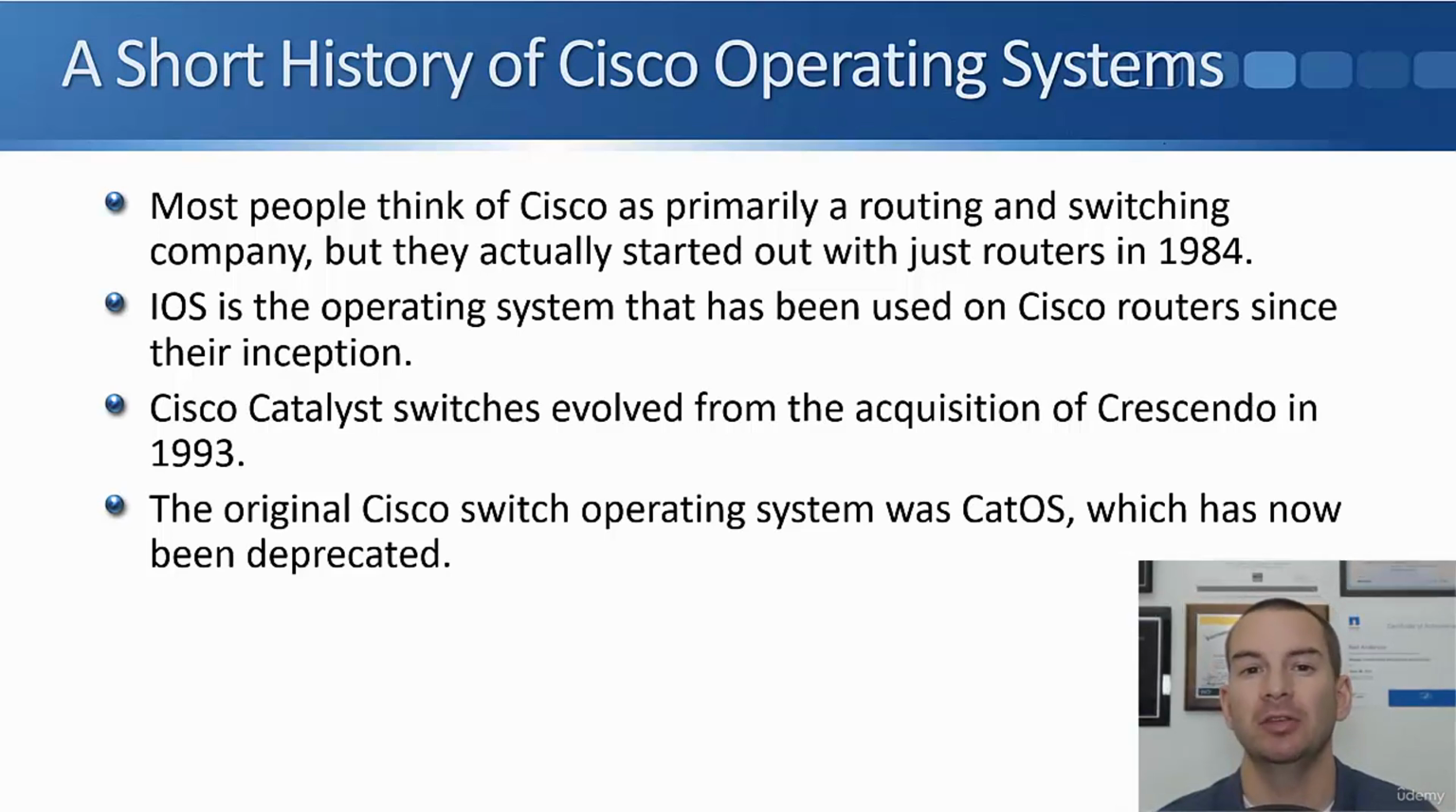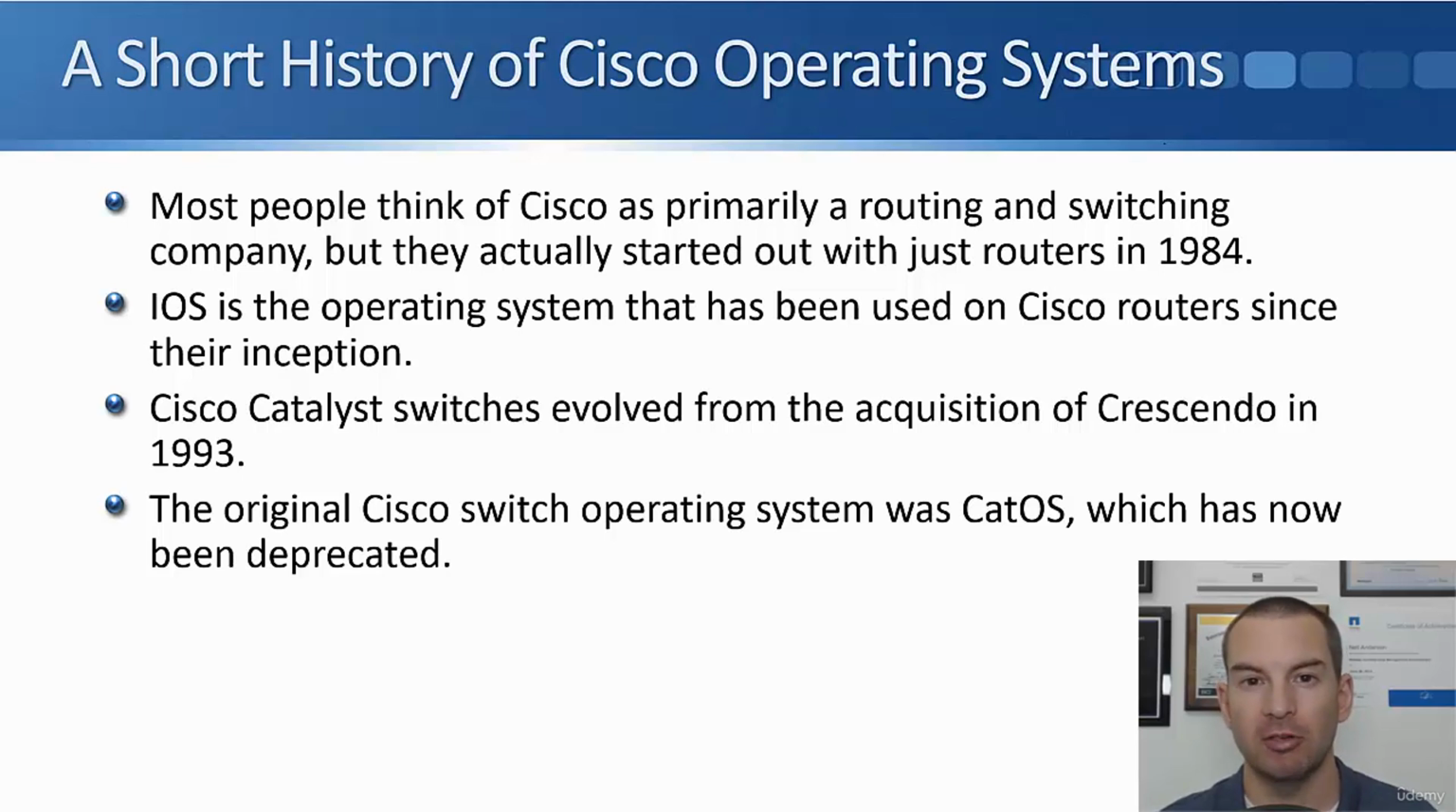So I'll start off by giving you a bit of history. Many people think of Cisco as being a routing and switching company, but they actually were just a purely routing company when they started off. And when they did start off, IOS was the original operating system that they used on routers, the same operating system that's used today, although obviously it's gone through quite a few upgrades in the time since Cisco started back in 1984. So they were originally a routing company.